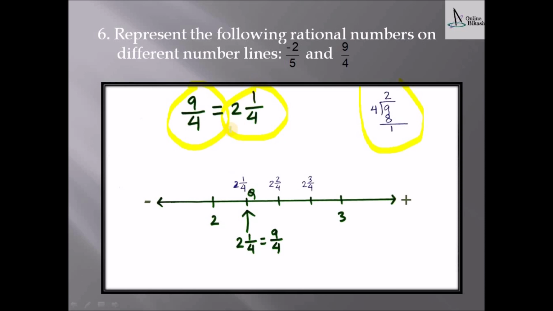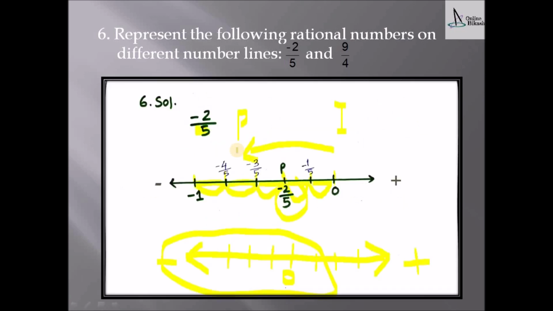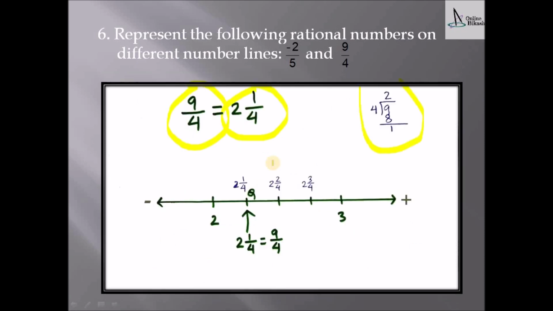So 2 whole 1 by 4, we have got this mixed number. Now you see, is it positive or negative? Positive. So if it is positive, then it will definitely lie on the right hand side of 0. Yes or no? In our previous video I showed you this number line, and from here this is the positive side. So in that case, we will draw this side only. Somewhere the 0 is here.